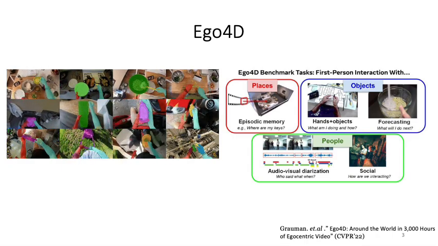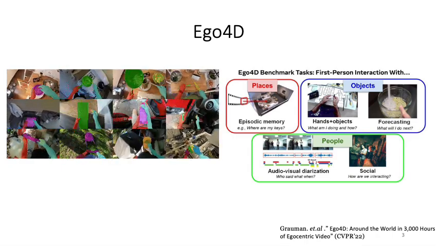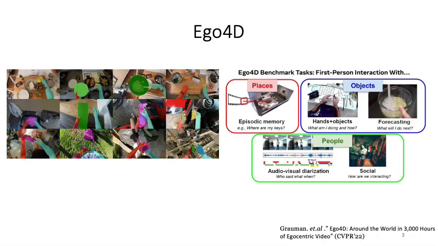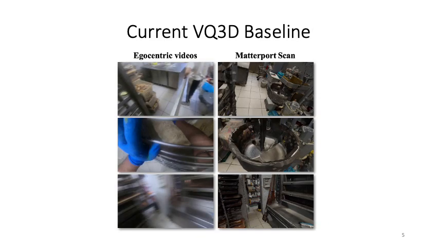3,600 hours of egocentric videos from 74 locations across the globe were collected and include a variety of annotations. The VQ3D task in Ego4D, or visual query with 3D localization, is about giving an egocentric video clip and an image crop depicting a visual query object. The goal is to localize the last time a query object was seen in the video and return the 3D displacement vector of that object in that frame.